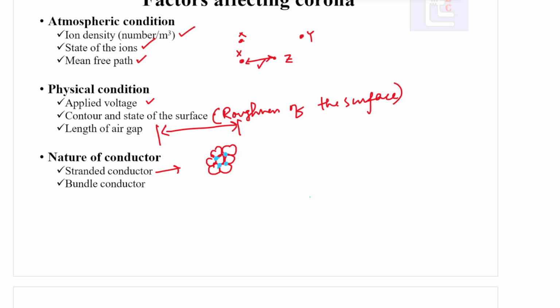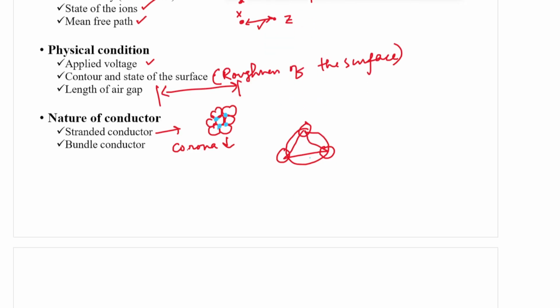And for a bundle conductor, if we bundle the conductor, the corona will reduce. Why? Because if you see, this is a bundle conductor with 3 subconductors, the effective radius of the conductor is increasing. So that is why the chance of having corona is less.